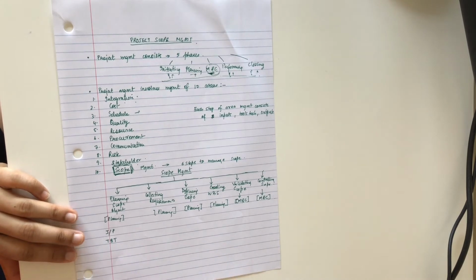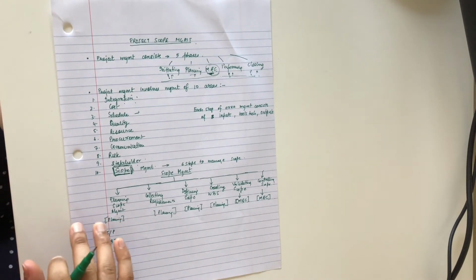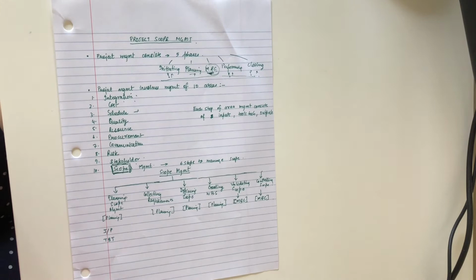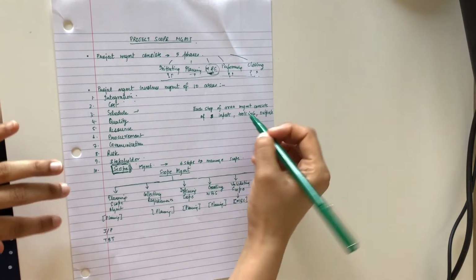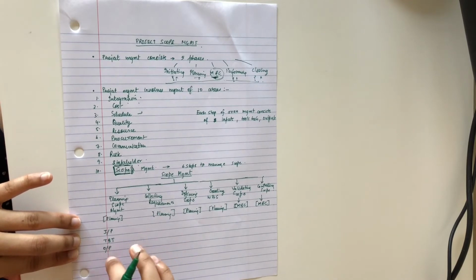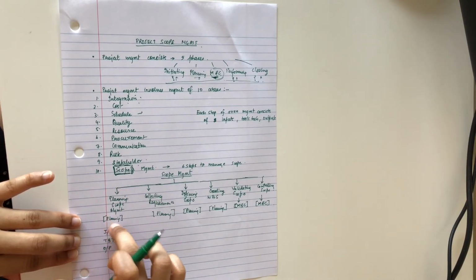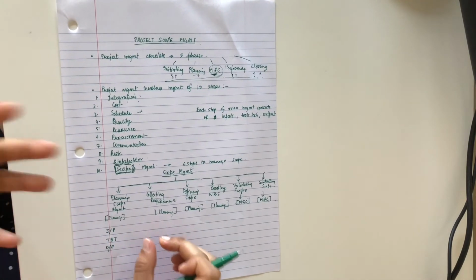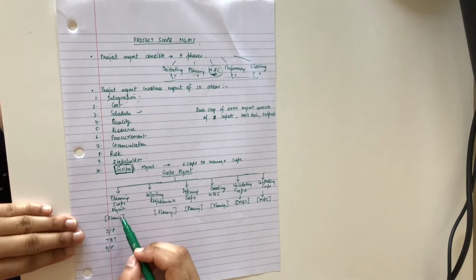Do we need computer software? Do we need some expert advice? Do we need to do some data analysis and whatever? So these will come under tools and techniques. The last one is output. So output is what product or what deliverable we will get after each step.